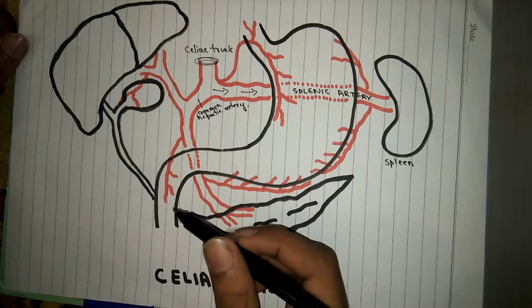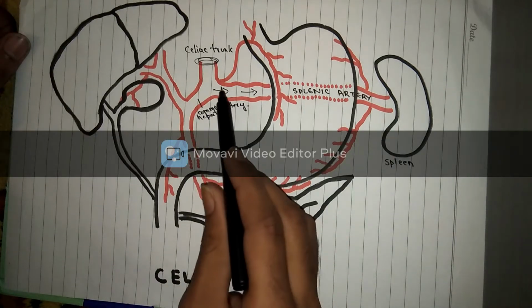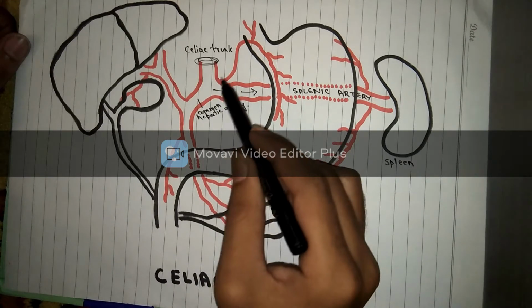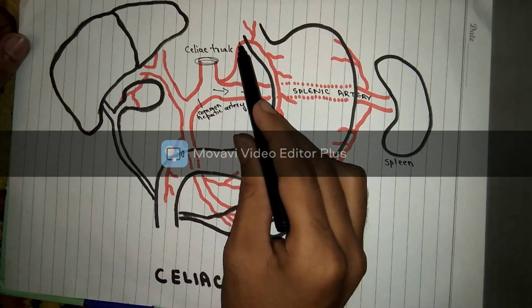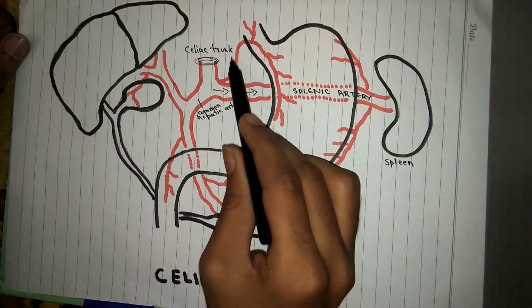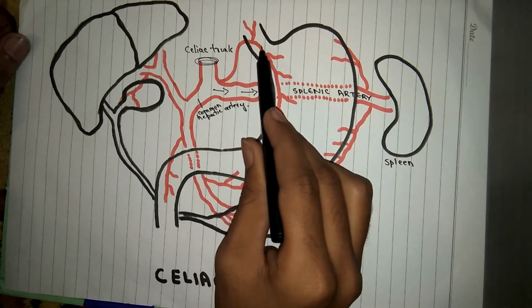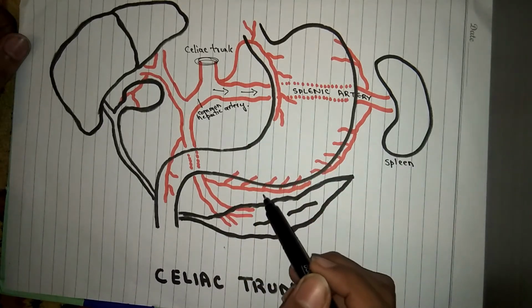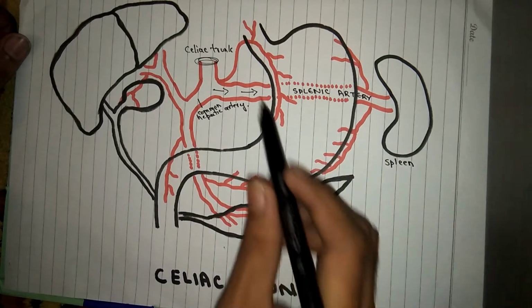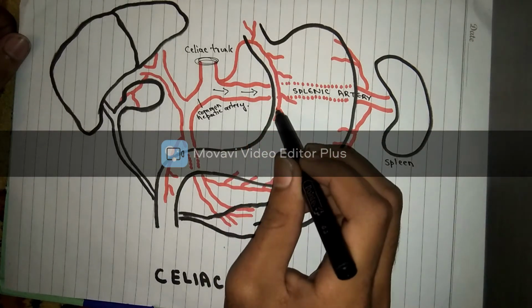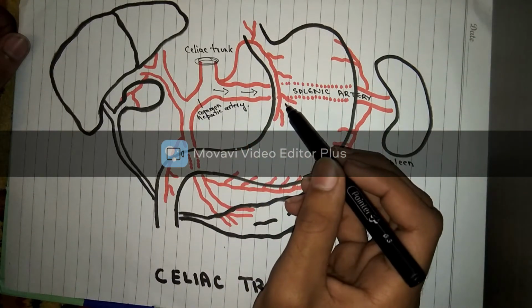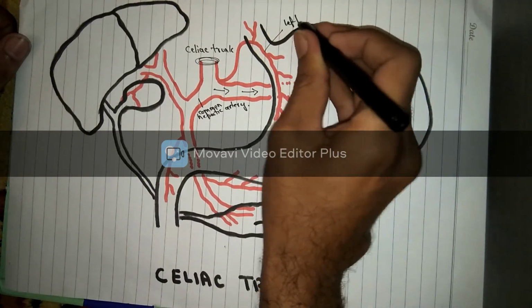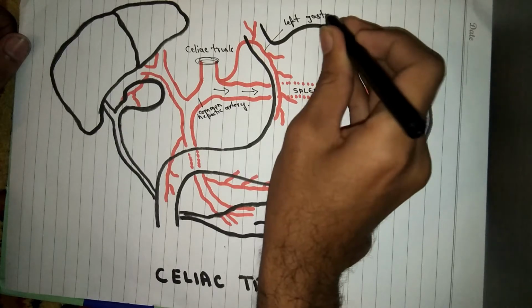Okay, and also the third branch arising from the celiac trunk is going upward, and it's making a C-shaped curve, and then it's returning into the upper portion of the lesser curvature of the stomach. So this branch right here is the left gastric artery.